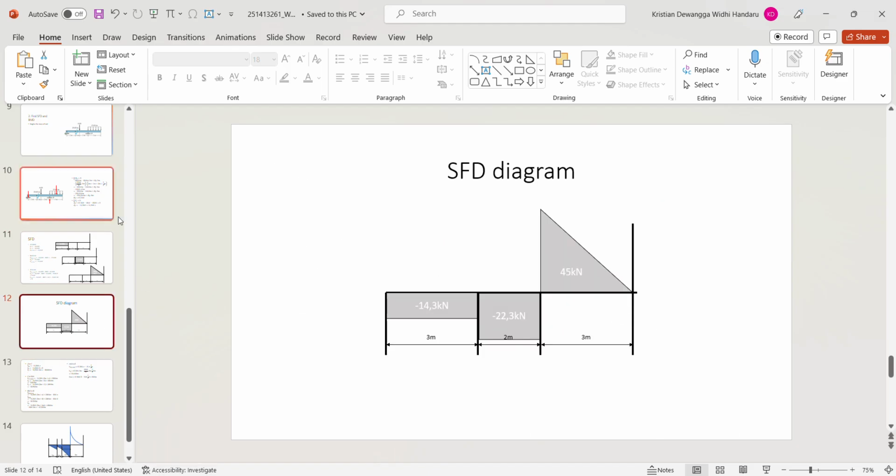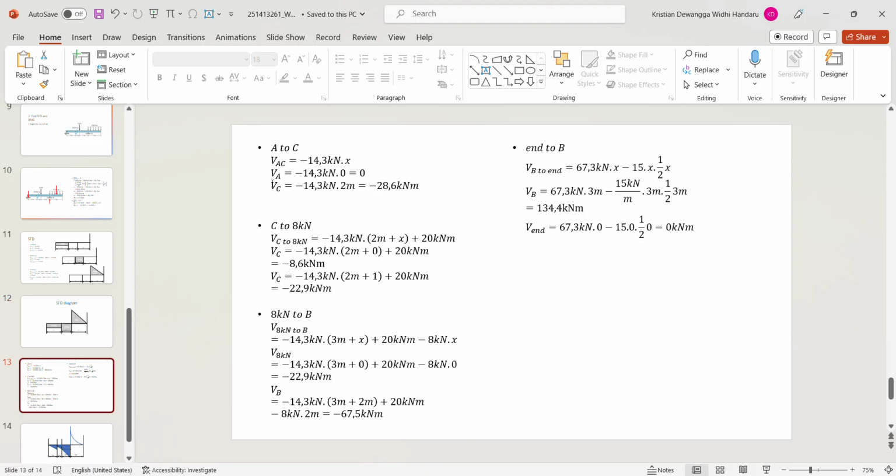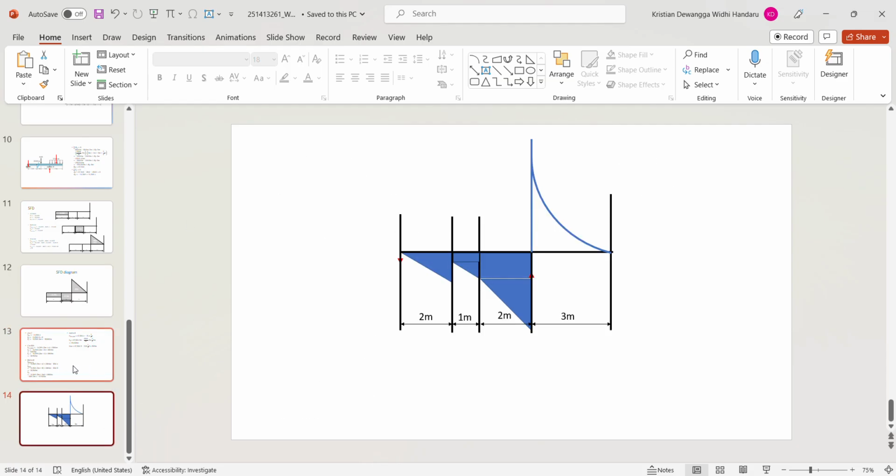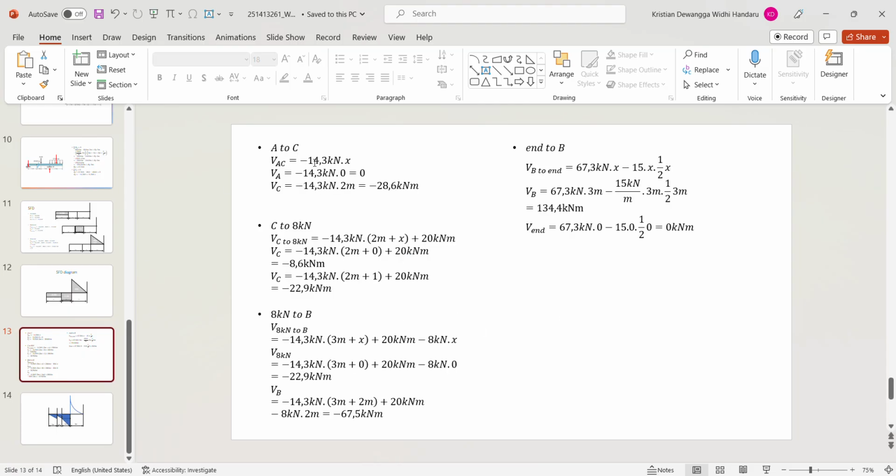And then the second step is to find the BMD. This is the equation for the BMD. This is for the A to C. From A to C, we got VAC equal to minus 14.3 kilonewton times X. So X is first 0, and the answer is 0 at first, and then for VC, X is 2 meter because the length from A to C is 2 meter, and the answer becomes minus 28.6 kilonewton meter.